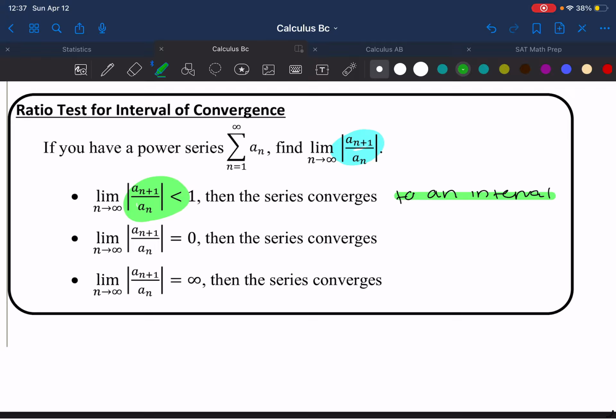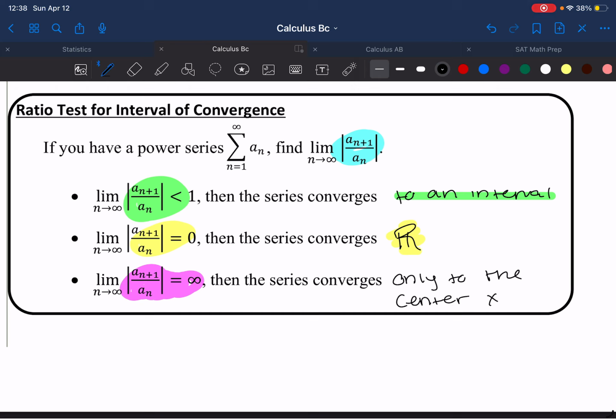If the limit is equal to 0, this tells us that the series is going to converge to all real values, all real numbers. And if the limit is equal to infinity, then the series is going to converge only to the center. And remember, the center is x equals c. So we need to remember the ratio test, but we don't need to recall when it converges or when it diverges, since we only care about when it converges.